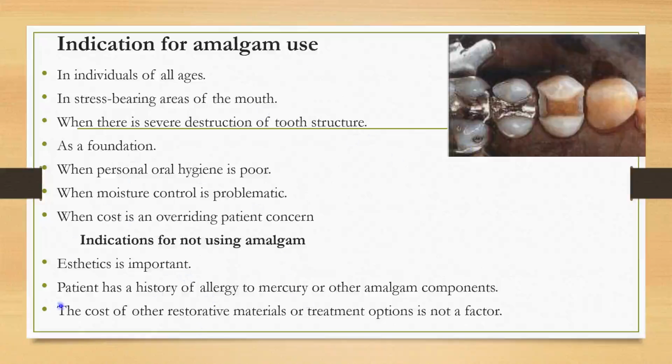And also when the patient has a history of allergy to mercury or other amalgam components that I've mentioned before: tin, copper, and zinc. If the patient is allergic to any of these materials, then we can't use it. And also when the cost of other restorative material treatment options is not a factor, then we have to also consider other options.